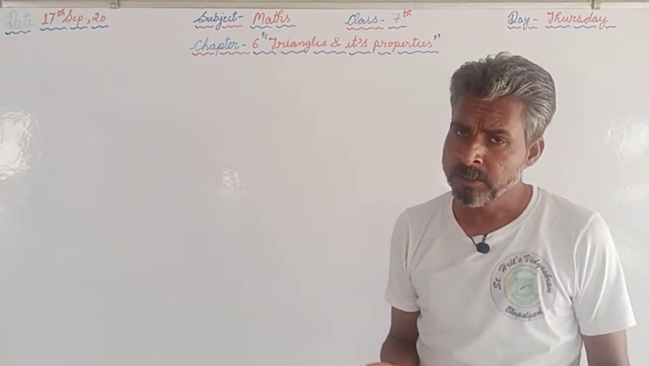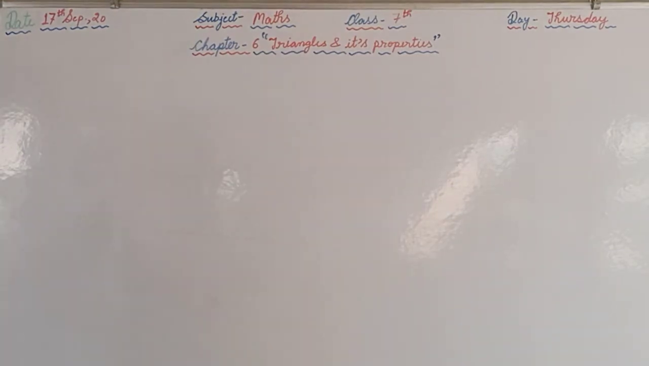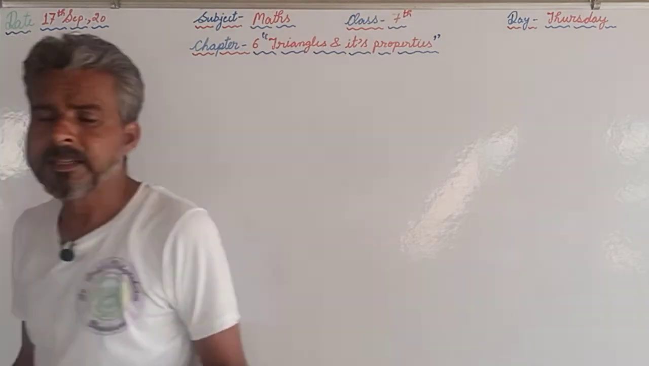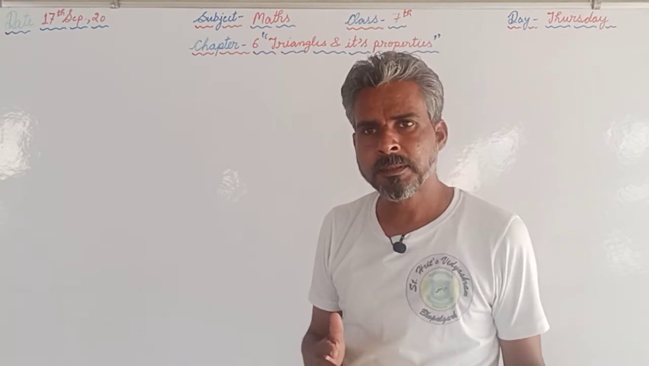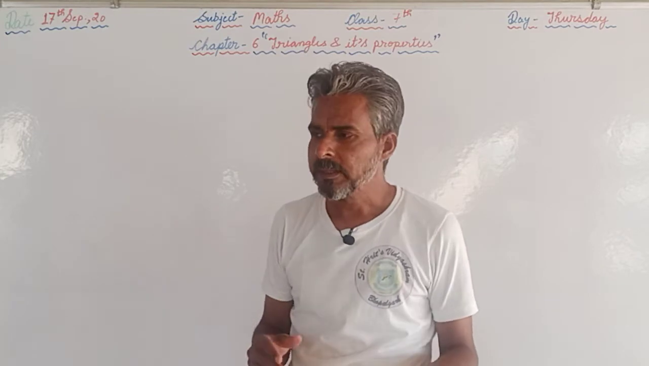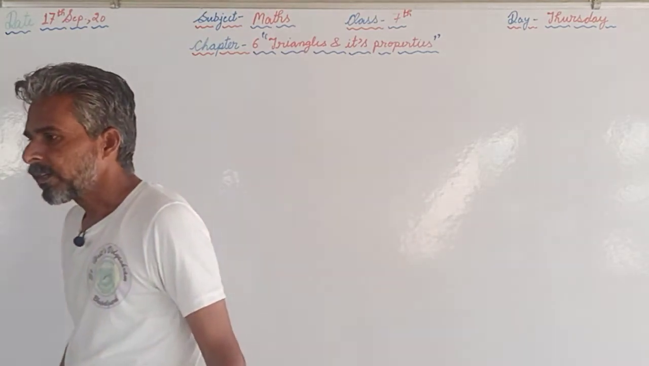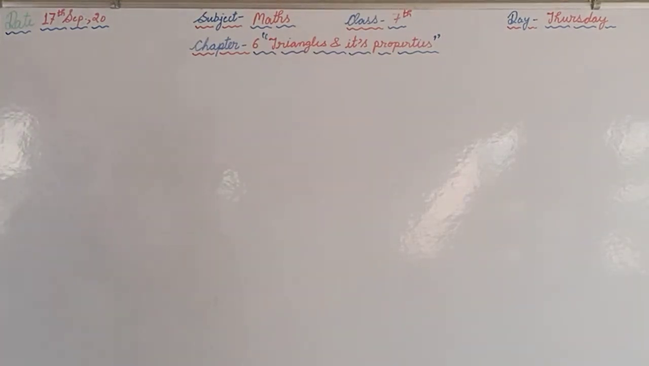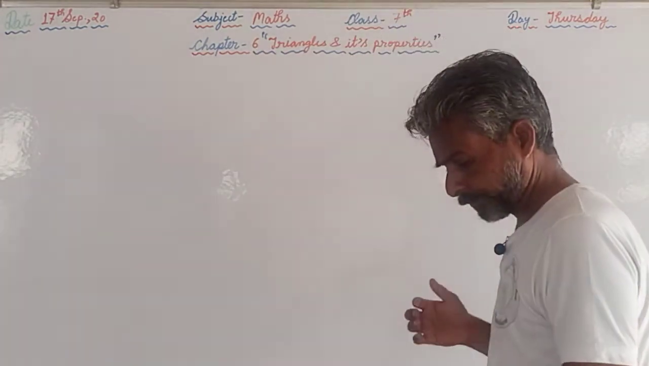So again we are ready with today's video. This video is for class 7th and the subject is maths. As you all know, we have completed chapter number 5, and the name of that chapter was lines and angles. After completing that chapter, we didn't receive any kind of doubts from your side, so we are supposed to start the next chapter, that is chapter number 6, and the name of the chapter is triangles and its properties.